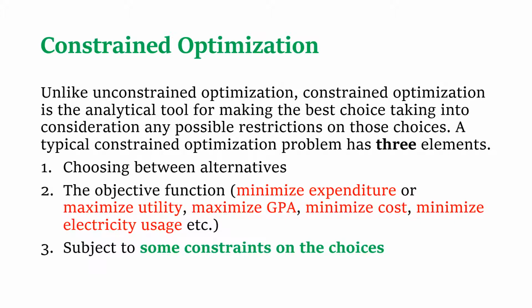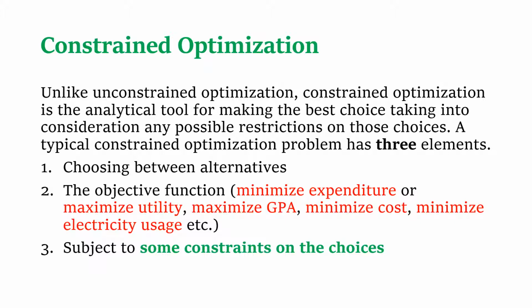But again, these are all subject to some constraint on the choices. So we'll call them the constraint, right? So for every constraint optimization, it must have an objective function as well as a constraint equation. Okay? And if possible, it's also going to have identities. So this is what makes this one complex.